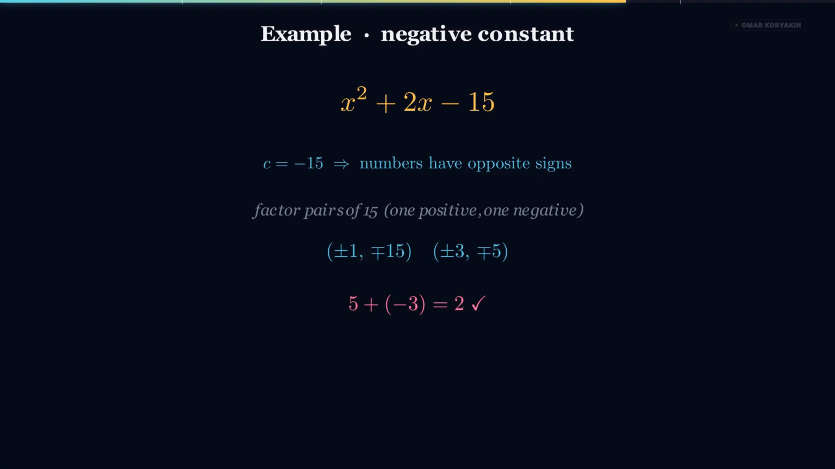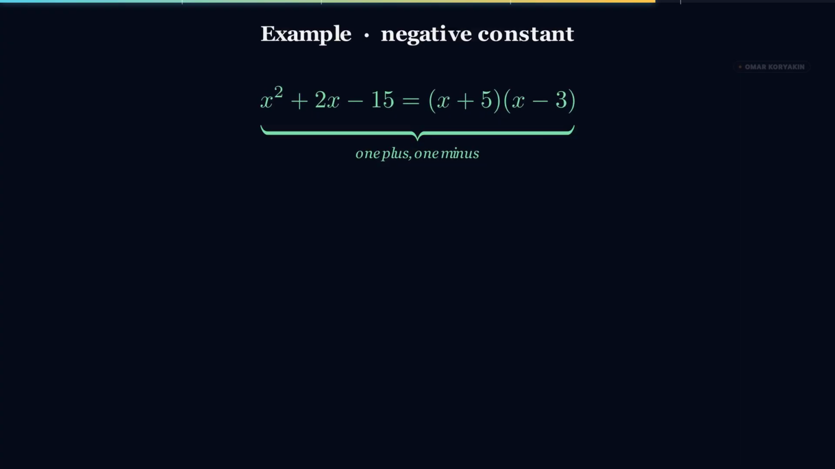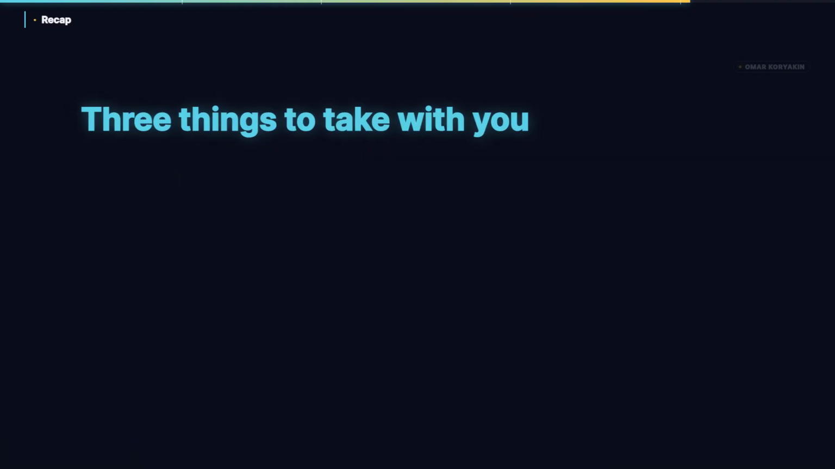Test sums. 5 and negative 3 sum to 2, exactly b. 3 and negative 5 sum to negative 2, the wrong sign but the same absolute value. So the answer is 5 and negative 3. Write the factored form. The trinomial equals (x plus 5) times (x minus 3). One binomial has a plus, the other a minus, and that asymmetry is the visible signature of a negative constant in the original trinomial.